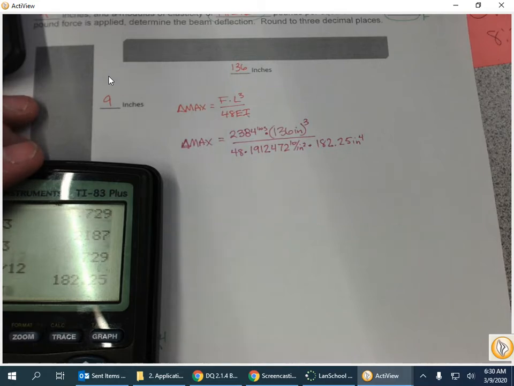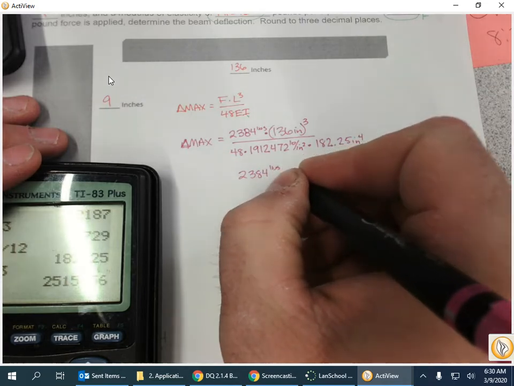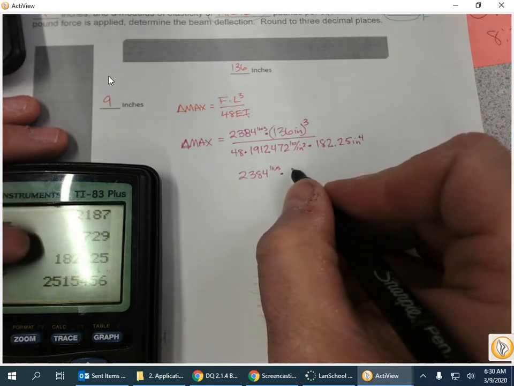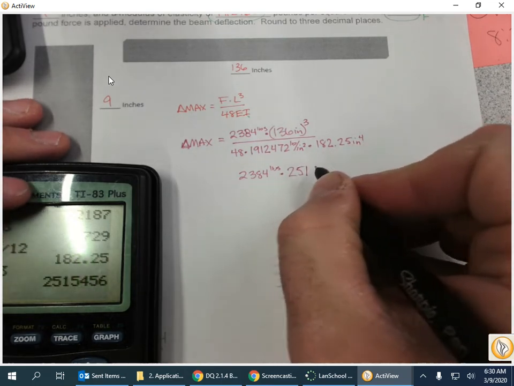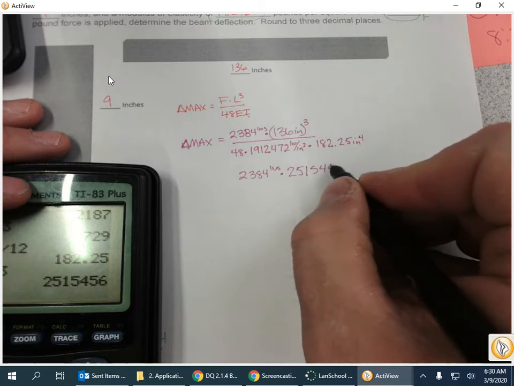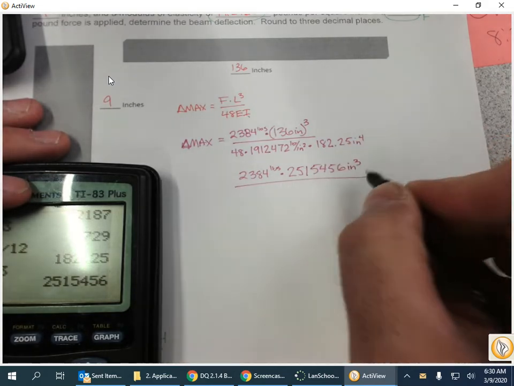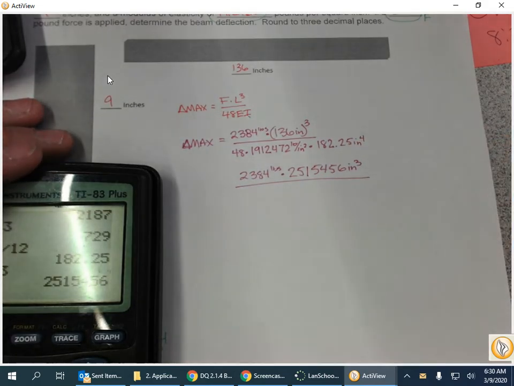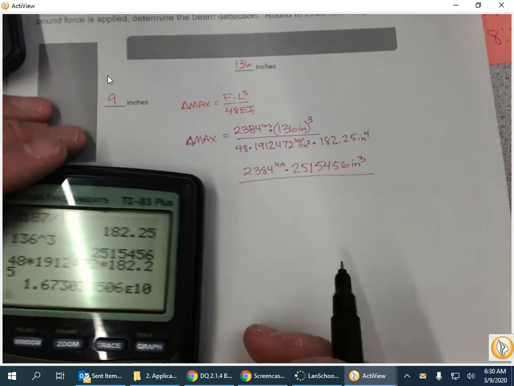136 to the third power, so 2,384 pounds times 136 to the third power gives me 251.5456, and that's inches to the third power. And I'm going to just go ahead and multiply that right now, times 1912472 times 182.25, and that gives me, oh, this is fun.